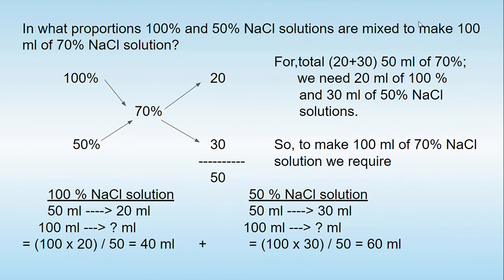But what is my target? I want to make 100 ml. So for 100 ml of 70% sodium chloride solution, I use 100% sodium chloride and 50% sodium chloride. For 50 ml I require 20 ml, so what is required for 100 ml? It will be 40 ml. For 50 ml I require 30 ml, so for 100 ml what is required? It requires 60 ml. So to prepare 100 ml of the 70% sodium chloride solution, I will take 40 ml of 100% sodium chloride solution, and into which I will mix 60 ml of the 50% sodium chloride solution to get the desired 100 ml of 70% sodium chloride solution.